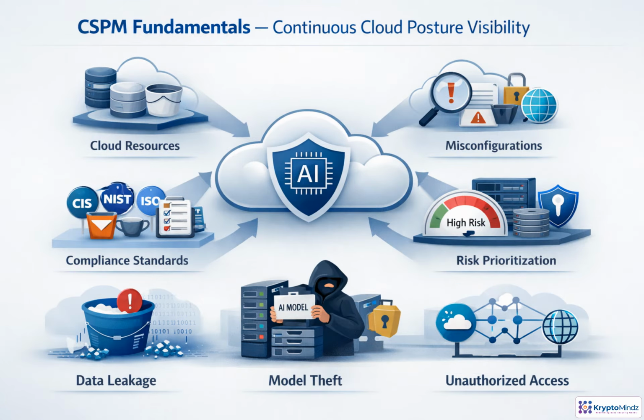CSPM keeps cloud risk visible as environments change. It monitors resources such as storage, compute, networks, IAM, logging, databases, and managed AI services. Then it flags issues like public buckets, open security groups, excessive permissions, or disabled audit logs. The key is prioritization. A finding becomes urgent when it affects sensitive data, internet-facing systems, powerful identities, or AI endpoints where exposure could lead to leakage, model theft, or unauthorized use.